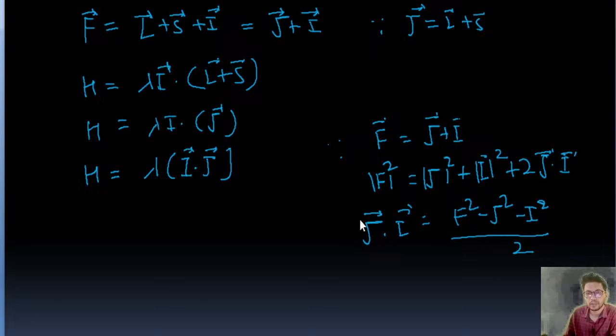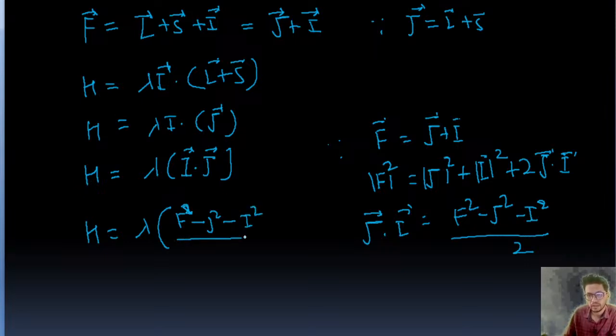So now we can put this value of J dot I into this equation. So H is going to be lambda times F square minus J square minus I square upon 2, these being mod squares of F and J. So H equals lambda (F square minus J square minus I square) upon 2.